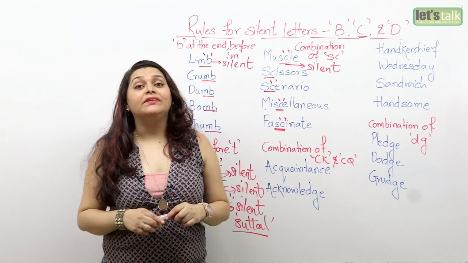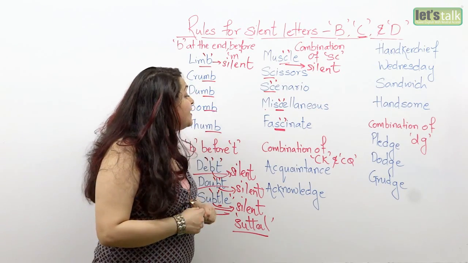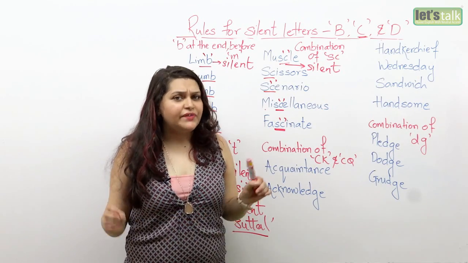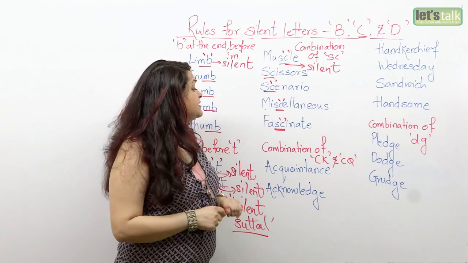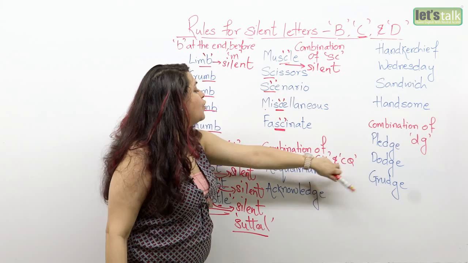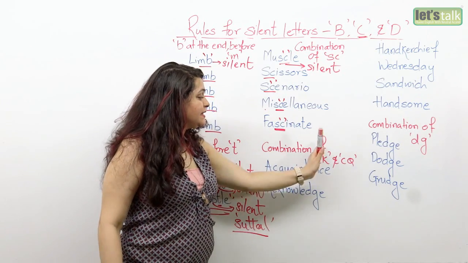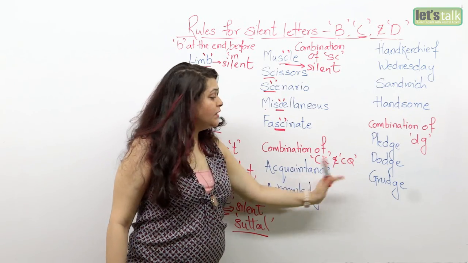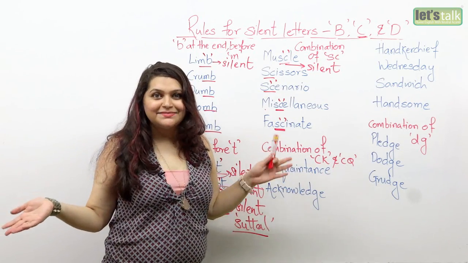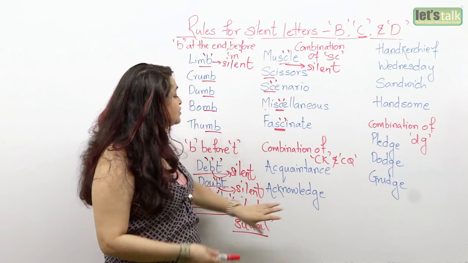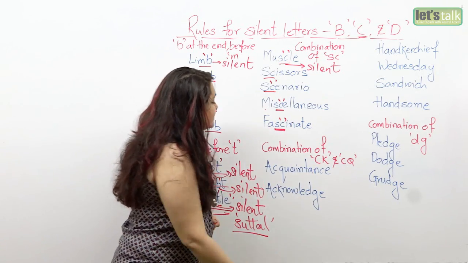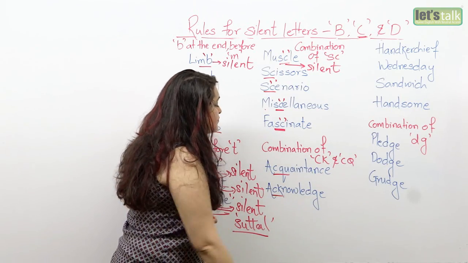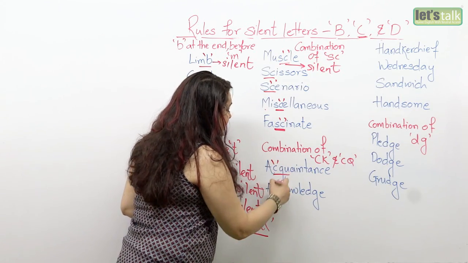Now let's look at the next rule for when the alphabet C happens to be silent in certain words. It's a very simple rule. Let me explain to you. If it's a combination of CK or CQ in such a way that C comes before K or C comes before Q, then C ends up being silent. It's as easy as that, and I've listed out two words for you. The first one has a combination of CQ, the second one has a combination of CK. Now in both these cases, C is silent.